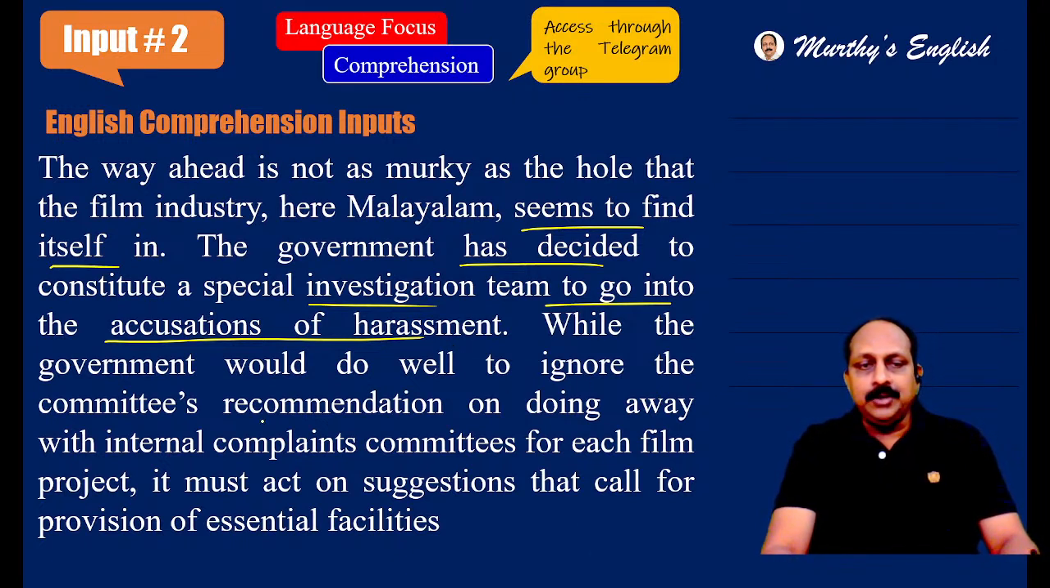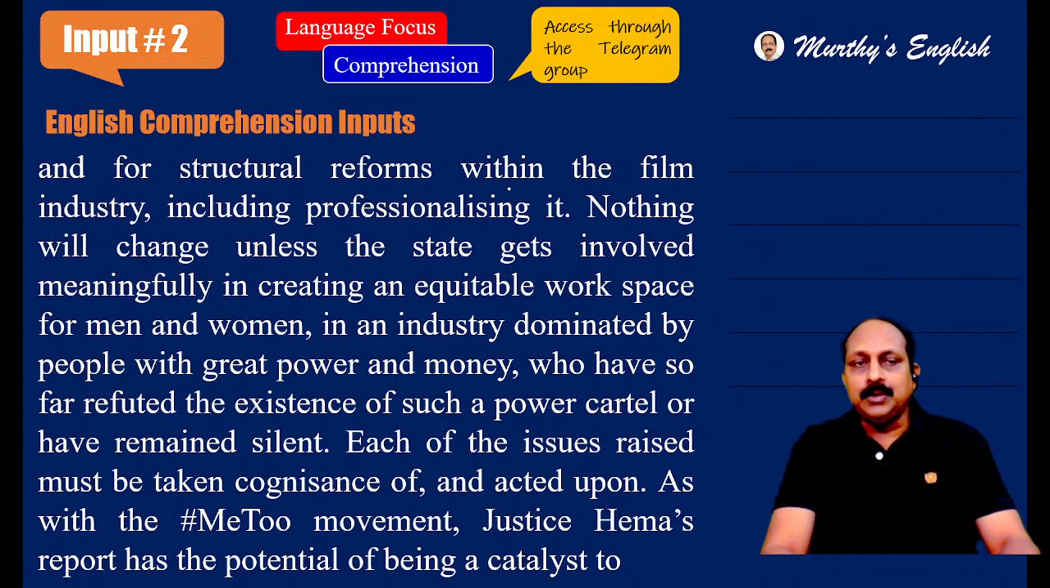While the government would do well to ignore the committee's recommendation on doing away with internal complaints committees for each film project, they cannot do that. They can't afford to do it because of the time factor and other factors. But one thing the government must do. What is that? It must act on suggestions that call for provision of essential facilities and for structural reforms within the film industry, including professionalizing it. Professionalism is very important. Nothing will change unless the state gets involved meaningfully in creating an equitable workspace for men and women. That is very important.